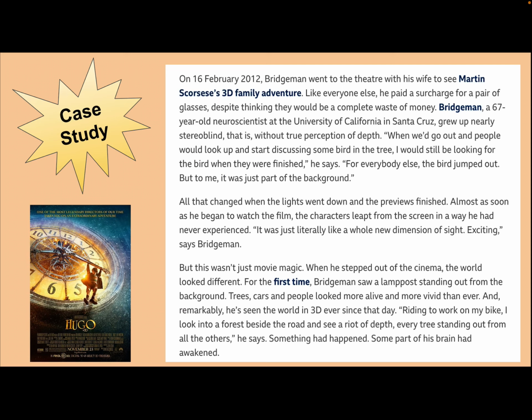Bridgman, a 67-year-old neuroscientist at the University of California, grew up nearly stereo blind, that is, without true perception of depth. When we'd go out and people would look up and start discussing some bird in the tree, I would still be looking for the bird when they were finished, he said. For everybody else, the bird jumped out. But to me, it was just part of the background.